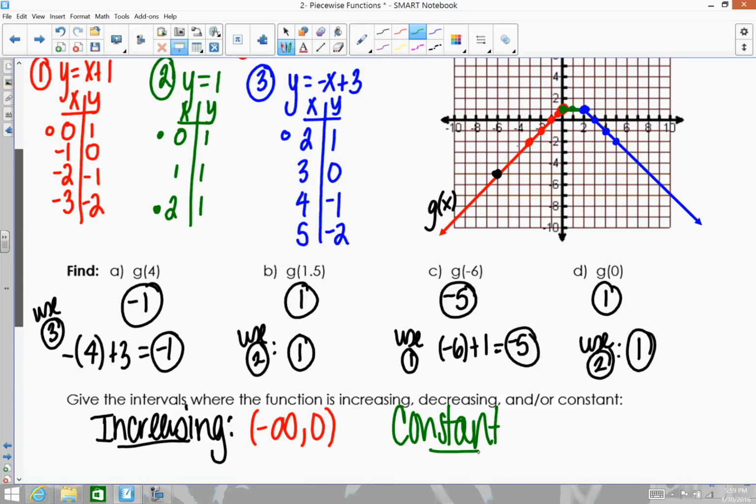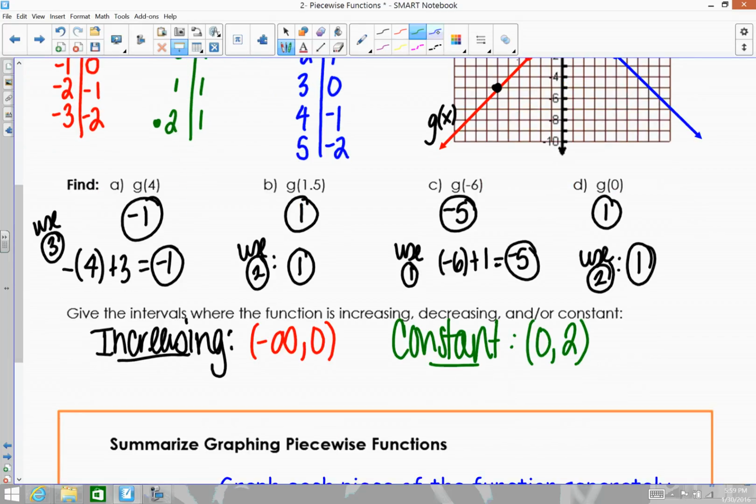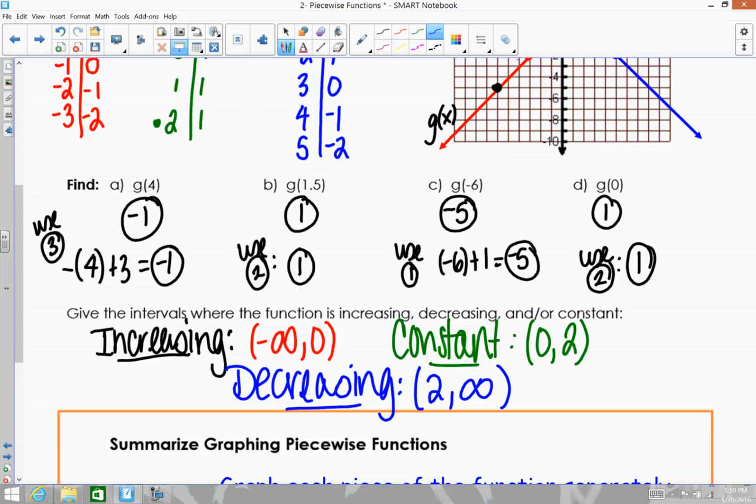We see that it's constant in the green section. So it's going at a flat rate here. So from 0 to 2, the x values 0 to 2 is where it's constant. And then the portion of the graph that's decreasing is going to be from 2 to infinity. So remember, you're reading off the x-axis. So it starts decreasing at 2 and keeps on decreasing to positive infinity. So decreasing from 2 to positive infinity.